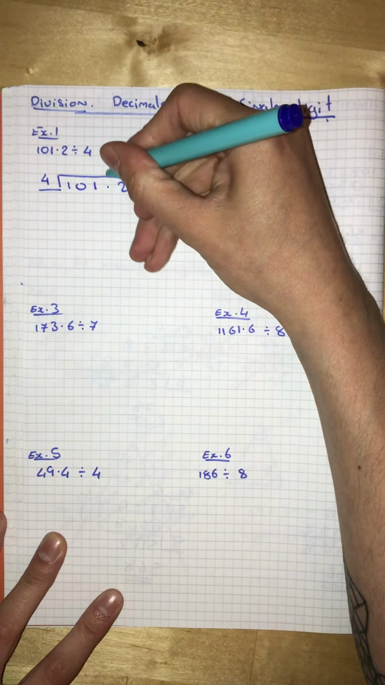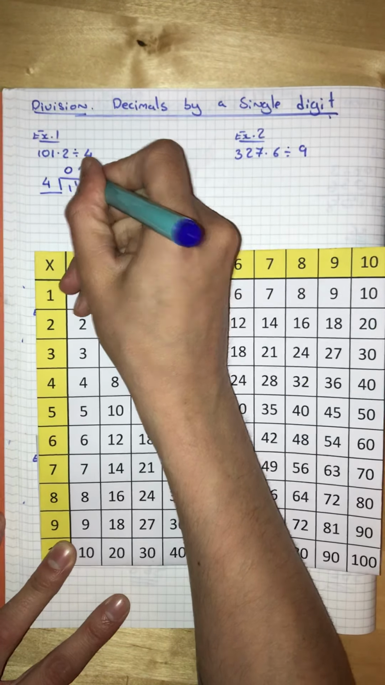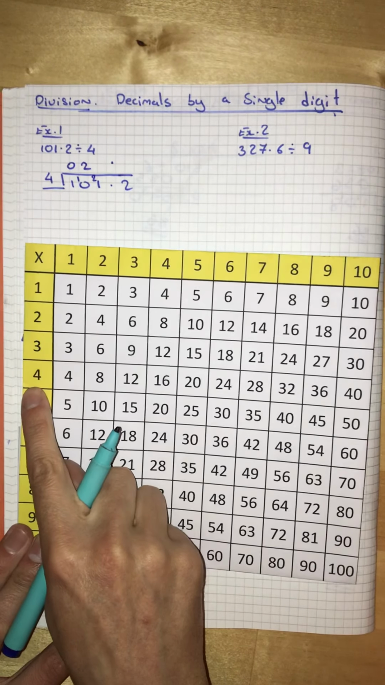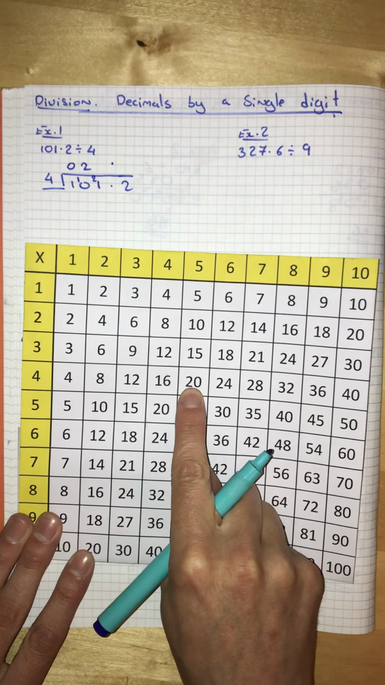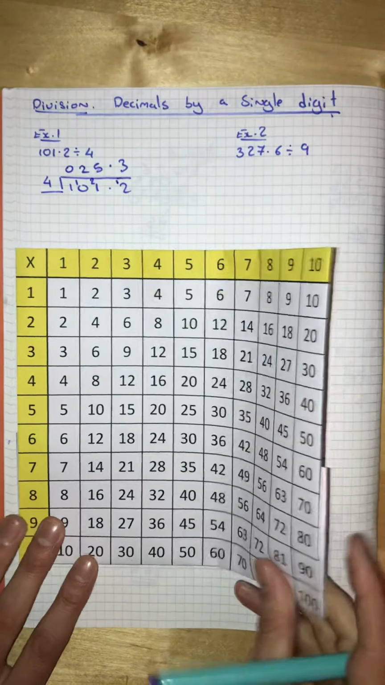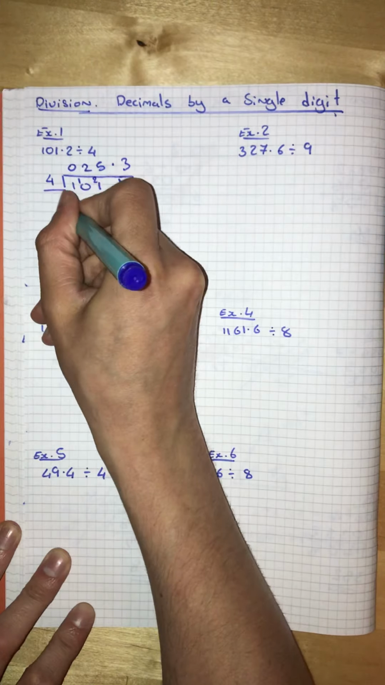I can't do 4 into 1, so I put 0 and I carry the 1. 4 into 10, so it's going to go up to 2 with a remainder of 2. 4 into 21, so we count up, it's going to be 20 with a remainder 1, so we put a 5 there, move past the decimal point and we put a 1 there. 4 goes into 12 3 times. So 101.2 divided by 4 is 25.3.